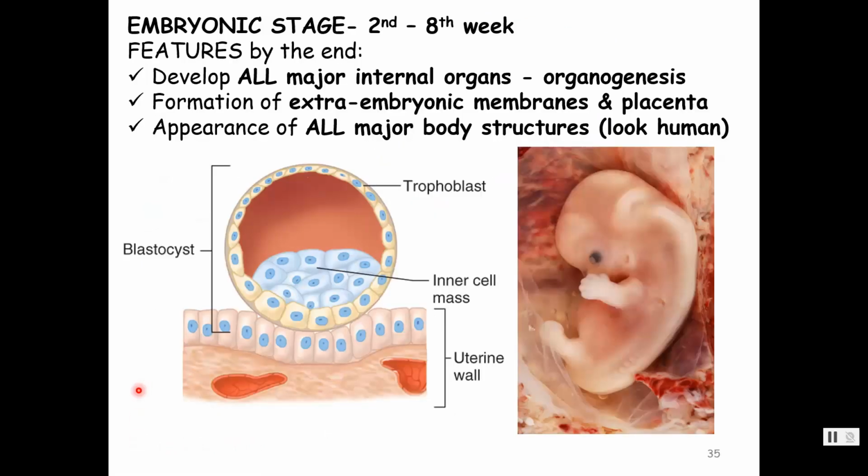Okay, so like I said, we are going to go from that mass, that pancake if you want to think about it, to something that looks human by the end. So we're going to get all major internal organs taking place. We're also going to have to talk about the extra embryonic membranes and the placenta. Like I said, you can see ears, eyes, nose, fingers, and you're going to see toes. So you can already see everything's in place: the appearance of all major body structures, and it looks human by the end of the embryonic stage of development.